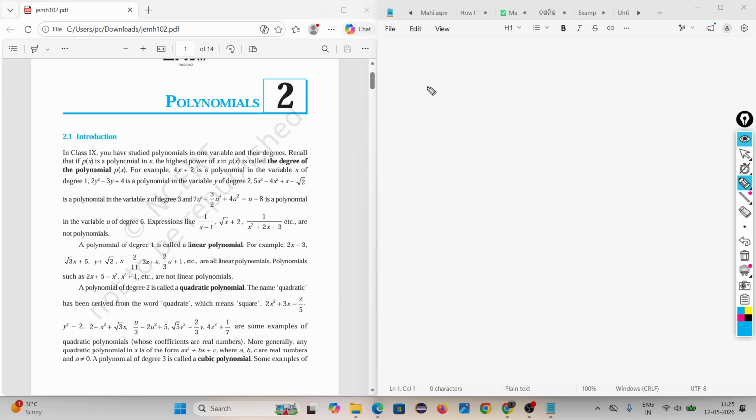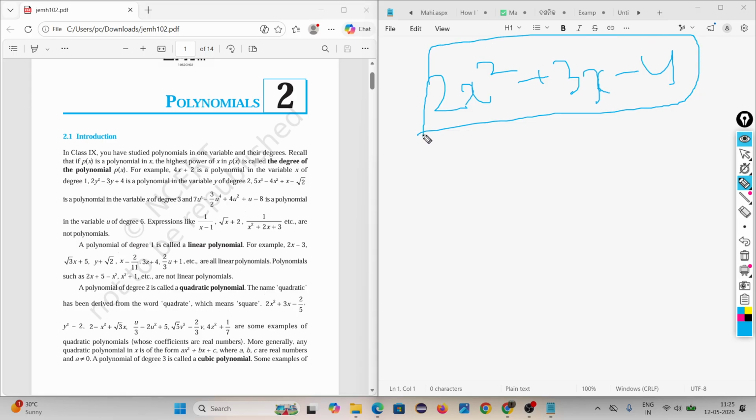Okay, then look at another example. 2x square plus 3x minus 4. This is one example of an algebraic expression. So the terms are 3.